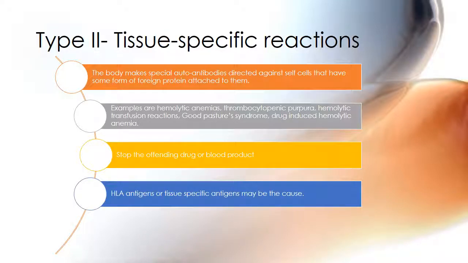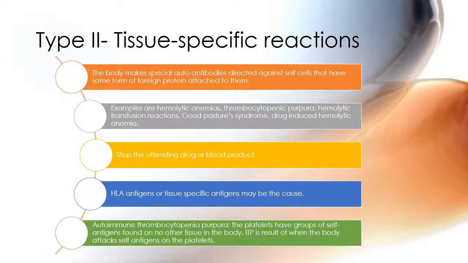HLA antigens or tissue-specific antigens may be the cause. Autoimmune thrombocytopenia purpura: the platelets have groups of self-antigens found on no other tissue in the body. ITP is a result of the body attacking self-antigens on the platelets.